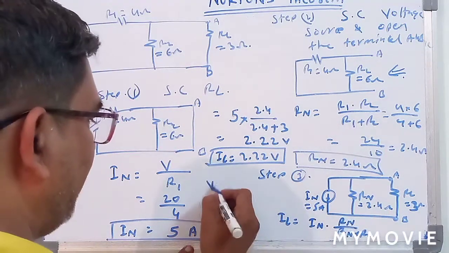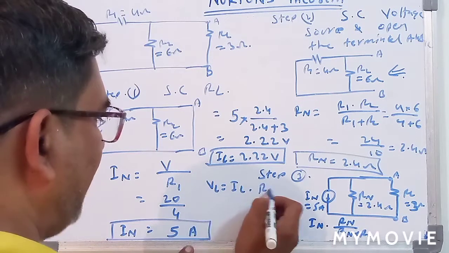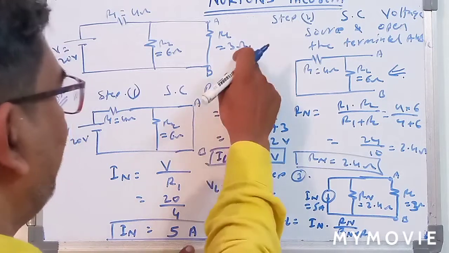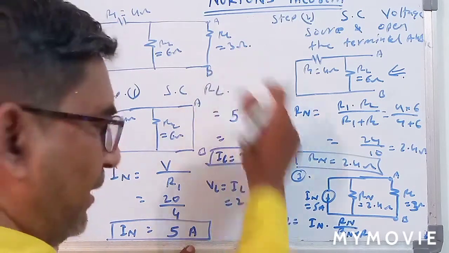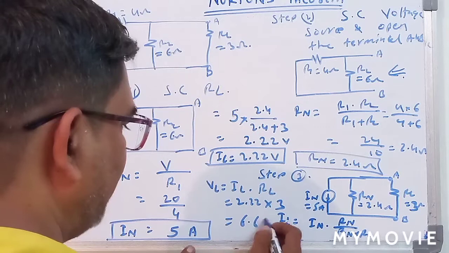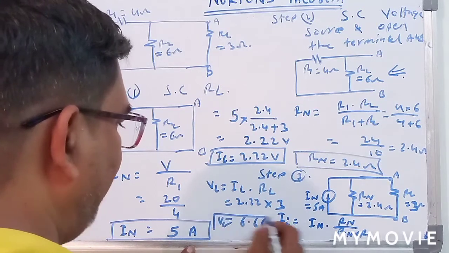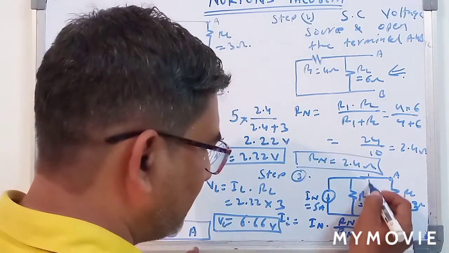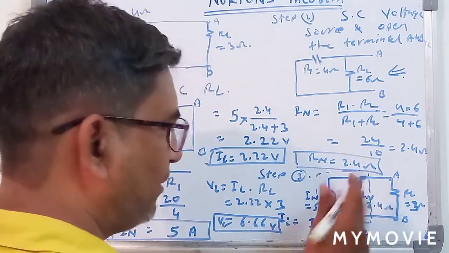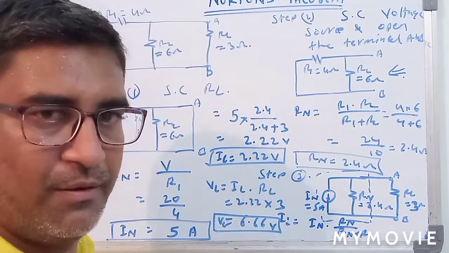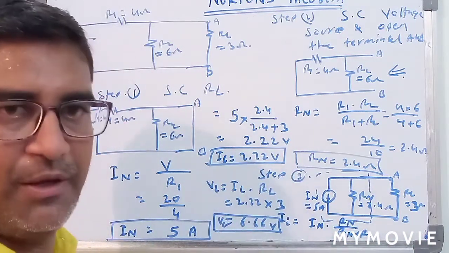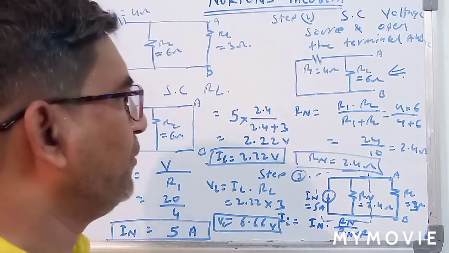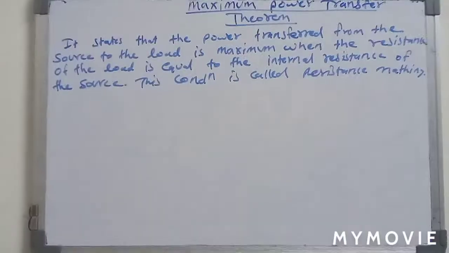Now at the last, VL is equal to IL into RL. IL is equal to 2.22 multiplied by the value for RL, which is 3. So 6.66 volts, that is the load voltage across the circuit. As soon as you have drawn this, you have to mark this as a Norton's network. Friends, it is a very simple problem. If you are able to solve this problem, it is very simple for you to understand. Okay students.